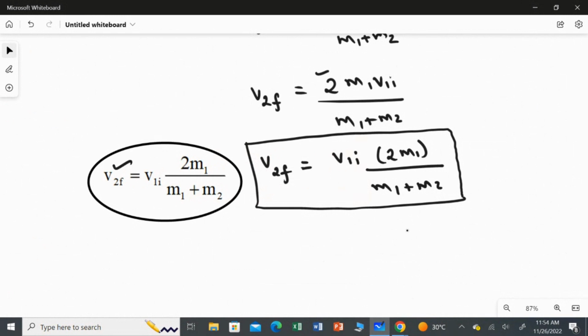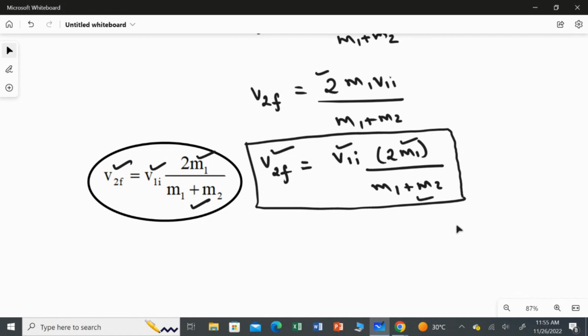Left hand side we have V2 final. Here also we had V2 final. Here we have V1 initial. Here also we have the same term. And here we have 2m1. Here also we have 2m1. In the denominator we have m1 plus m2. Exactly, our answer is right. Clear? So this is the proof for the elastic collision in one dimension if one mass is coming with some speed, and another mass is at rest.